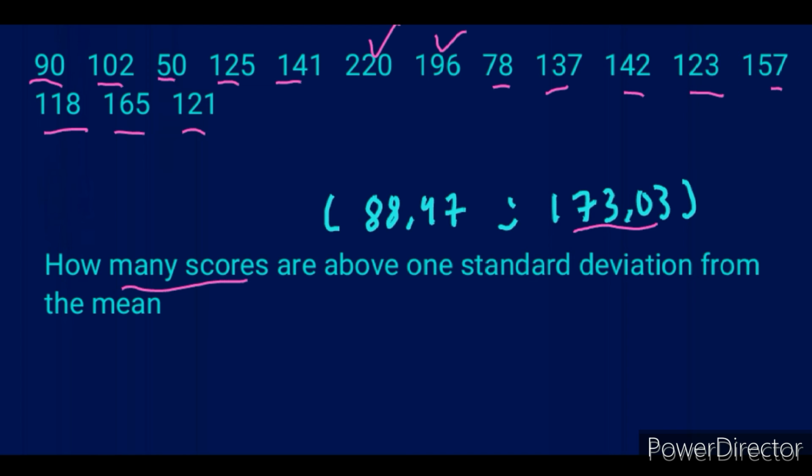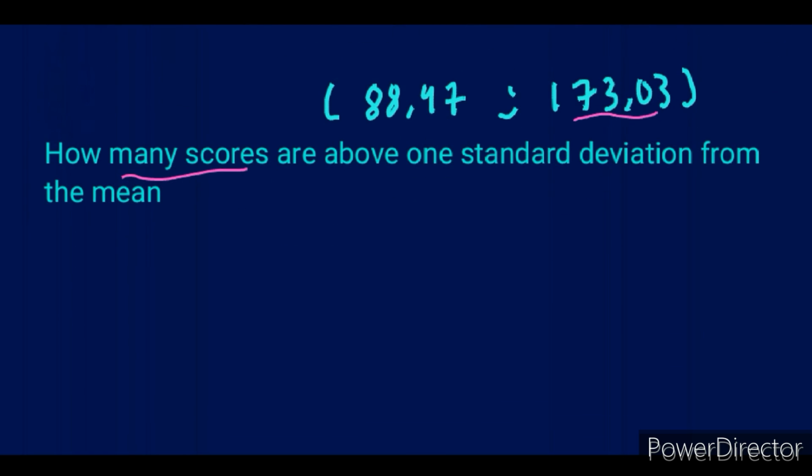Here they didn't ask for a percentage, that's for the scores. So we'll tell them 2 scores. We'll tell them that 2 scores are above 1 standard deviation from the mean.